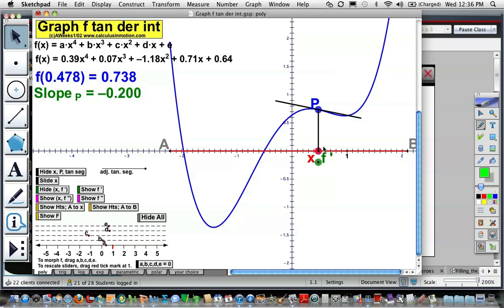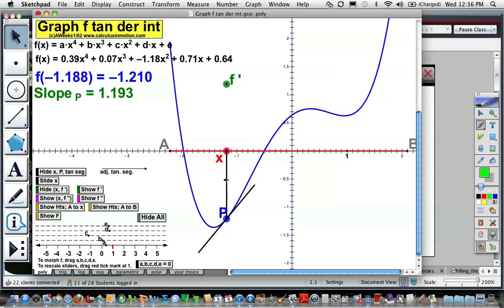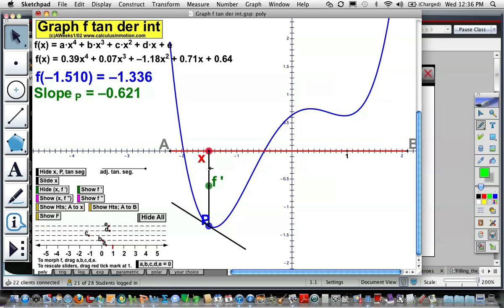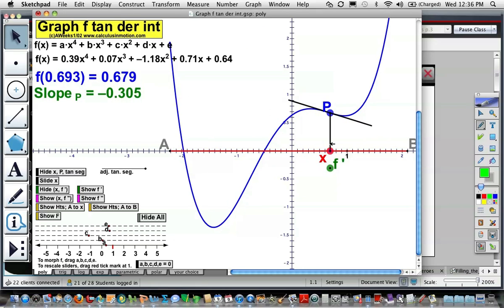Okay, the slopes. How about when it switched from negative to positive? That happened right here. F prime is negative because the blue graph's going down. And right here it switches from negative up to positive. And that's at a local minimum. And also right over here, the green dot is negative and switches to positive. We have a local minimum. Okay, let's go to number 5 over here.